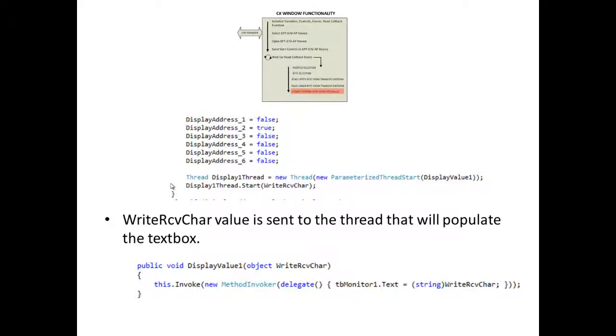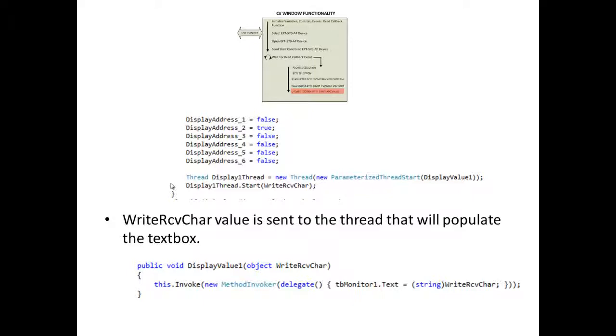Calling a thread is similar to calling a function. To launch our write to text box thread, use the parameterized thread start function. This allows us to pass an object, write receive char, directly to the function that's called by the thread. Finally, the text box TB monitor 1 is updated. This is done using the invoke method instruction. A method is just a function in a class, and the invoke method is a clean way of updating the text box from a different thread, so a different calling thread.